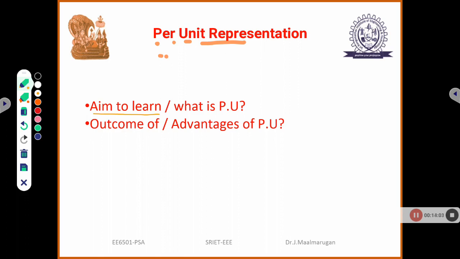Now the per unit representation is needed because the values of a power system are too large: MVA, kVA, kV, thousands of values. In the complications, if a single zero is missing, the entire power system collapses. So we go for the per unit representation, for the mathematical representation, for calculation purposes.